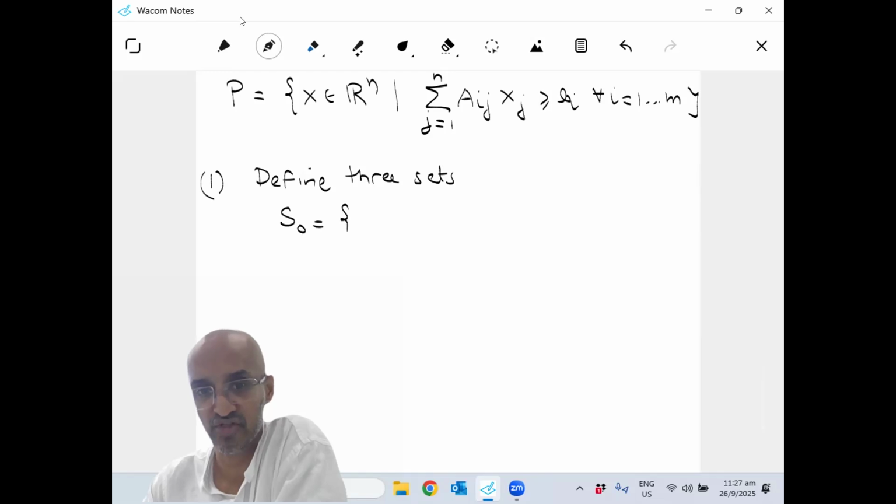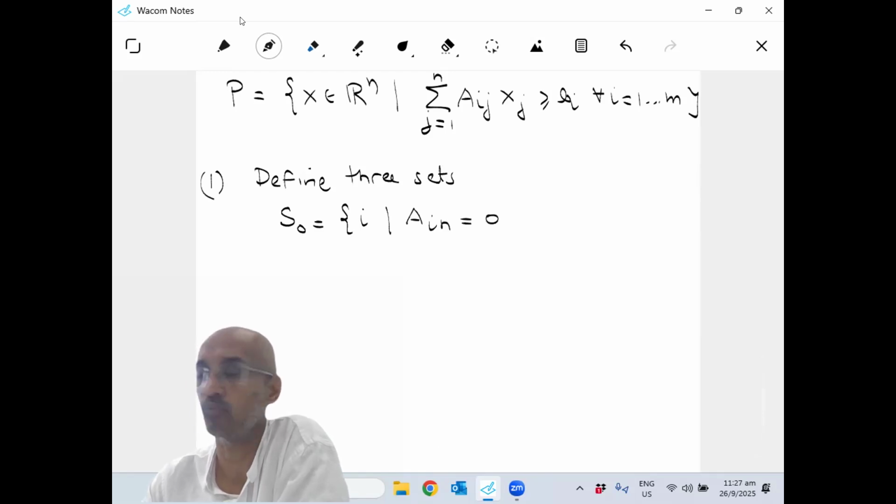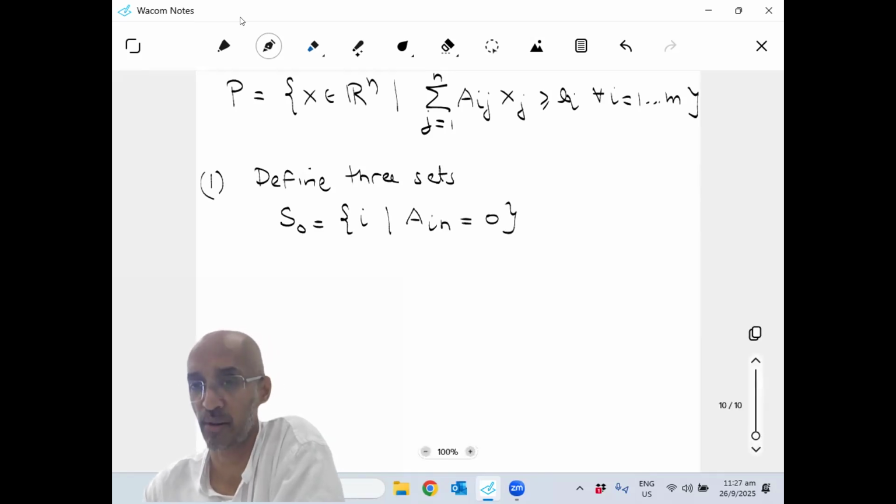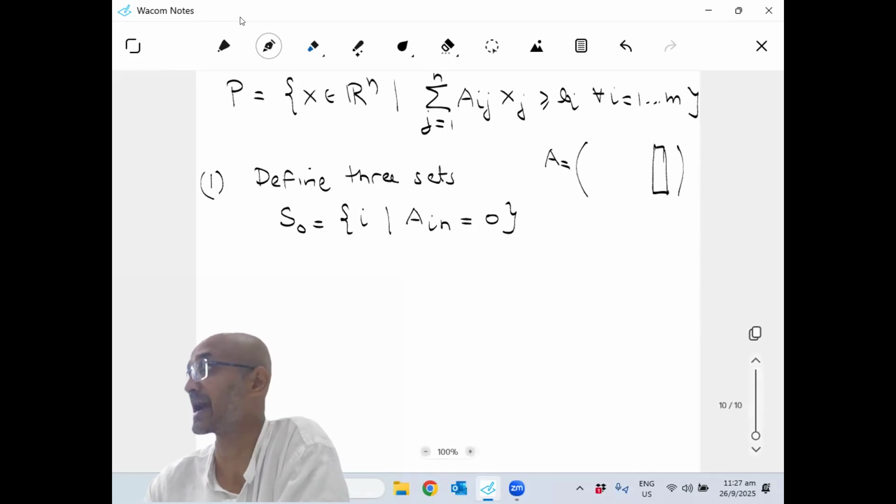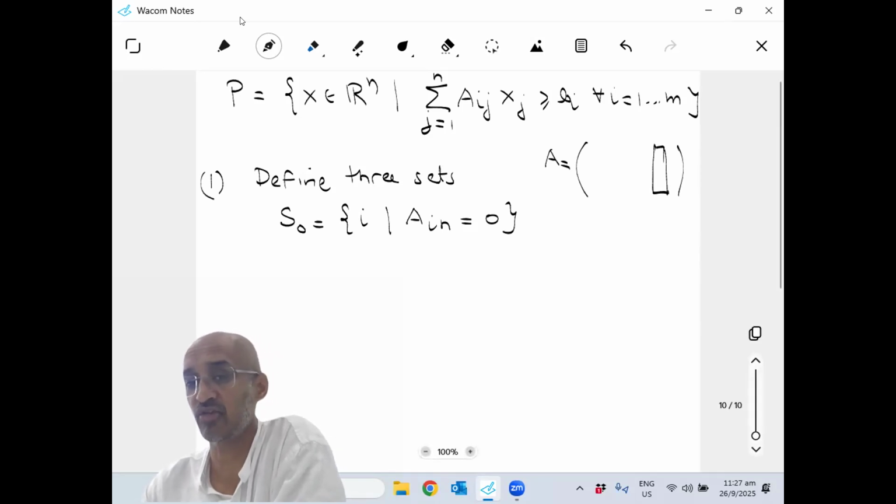S0, which is a set of all indices, all constraints such that a_in is 0. Okay, so remember my A matrix. I'm just looking at the last column of the A matrix. These are my a_in. Find me the constraints where the coefficients are 0.